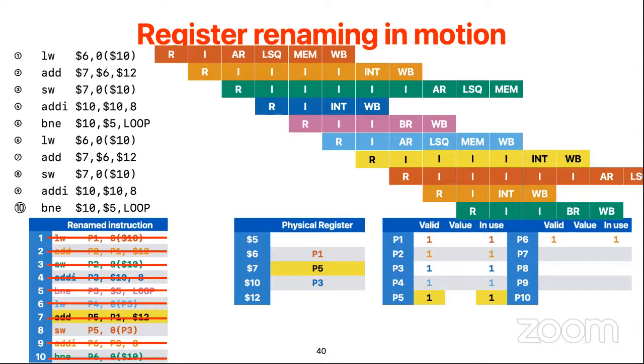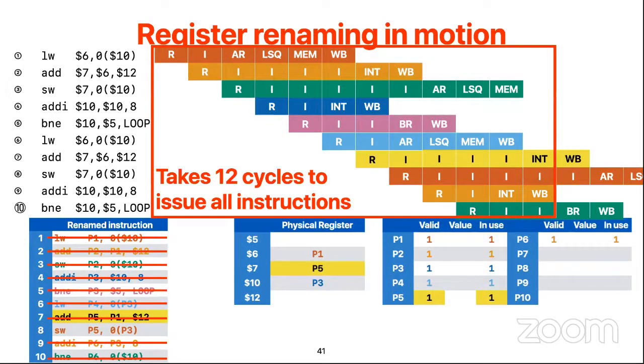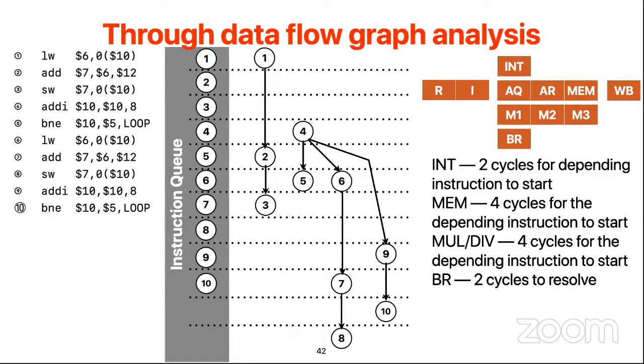And if you keep going, you'll figure out that for the register renaming pipeline, you actually take 12 cycles to issue all instructions. And if you have a sufficient amount of instructions, and you can regularly put these 10 instructions into execution, you will figure out that you are going to have an average CPI of 1.2 for this sequence of instructions. So that's register renaming, right?